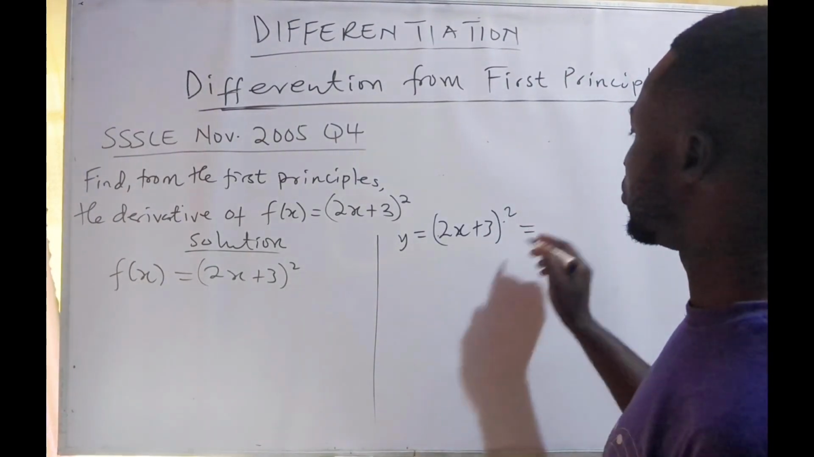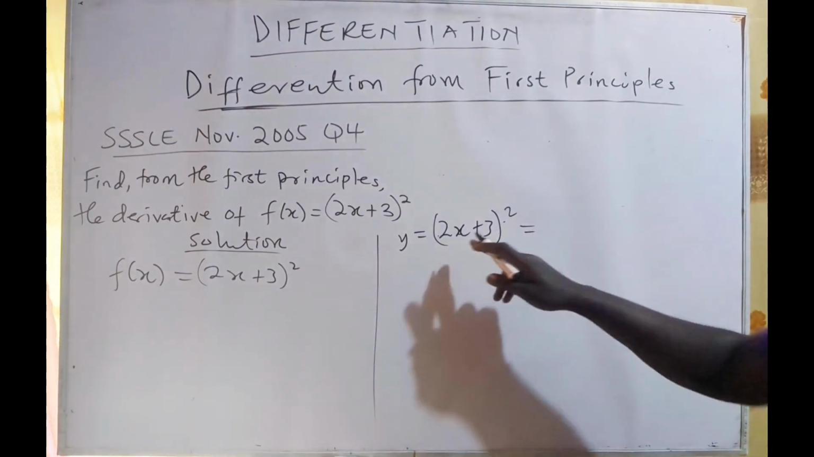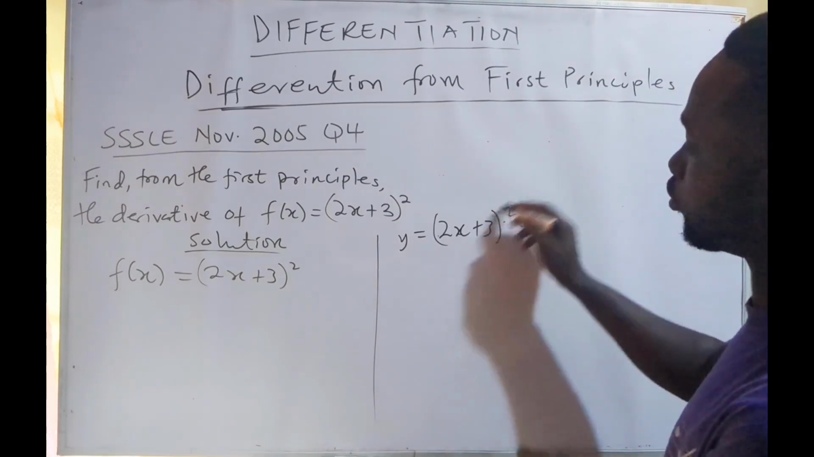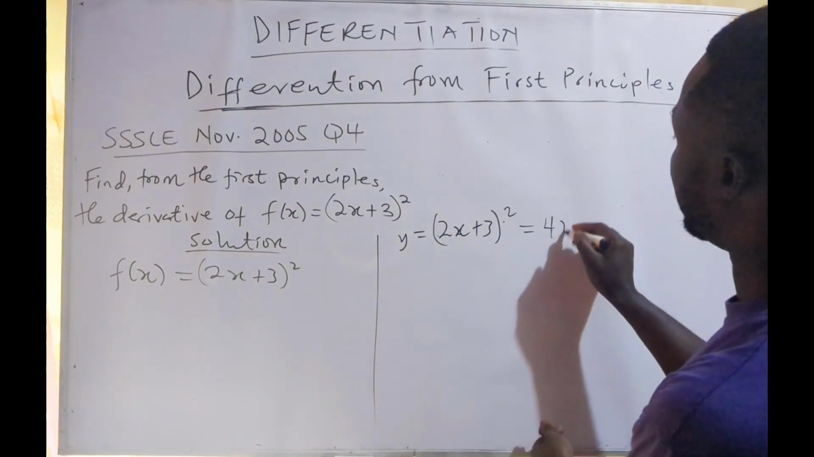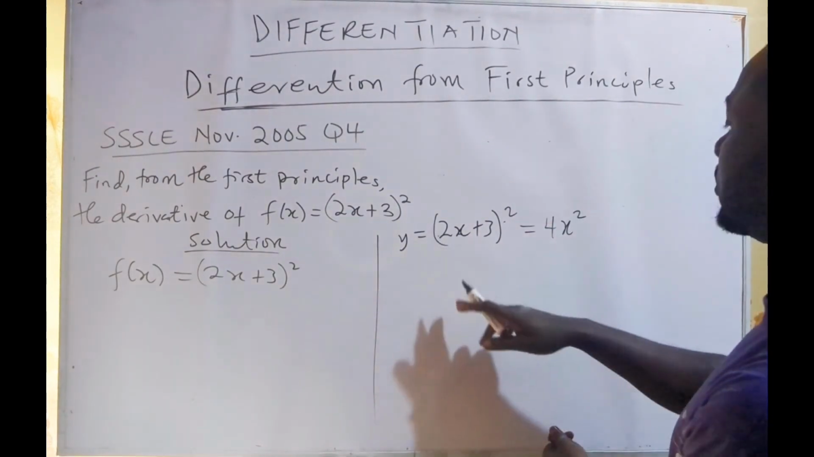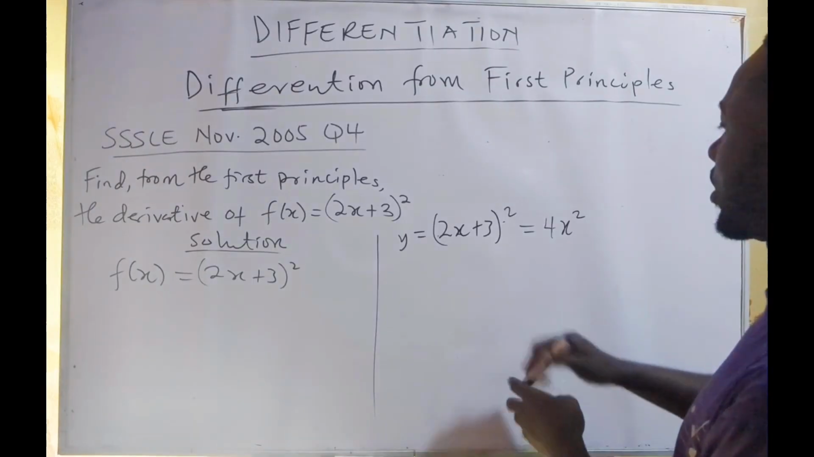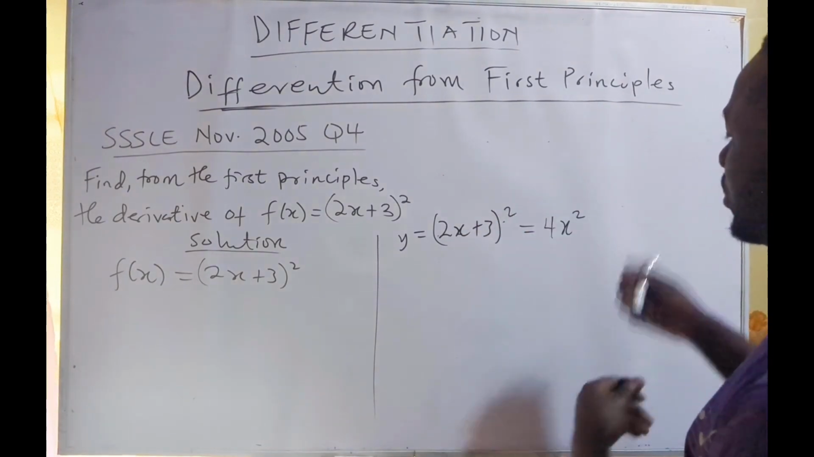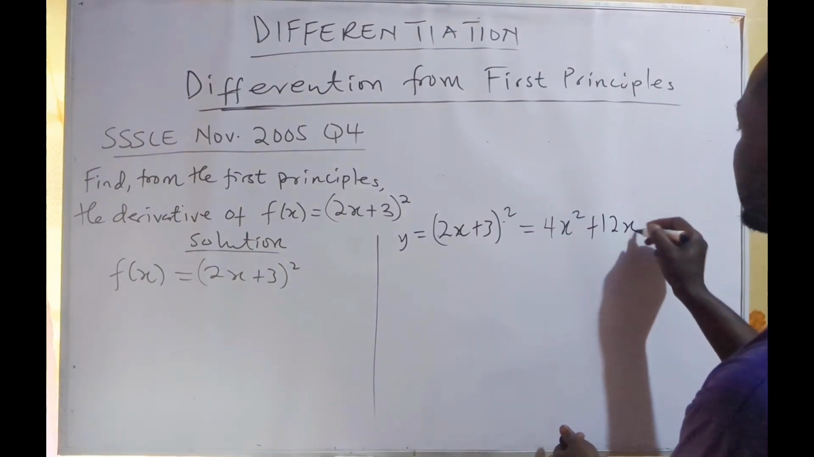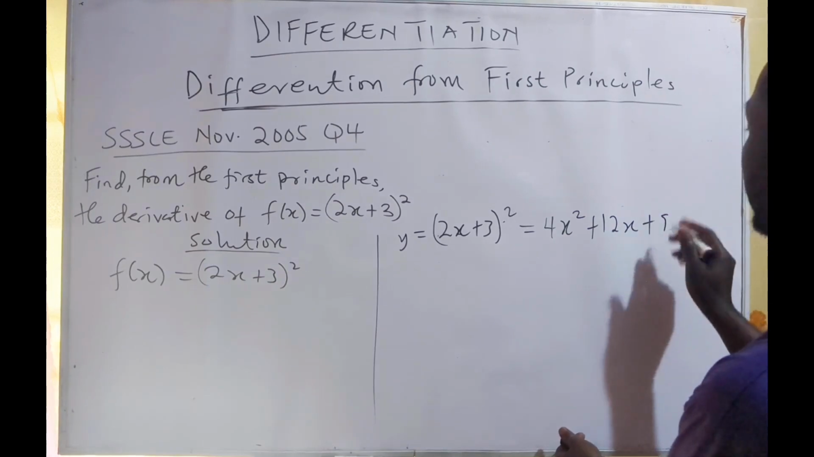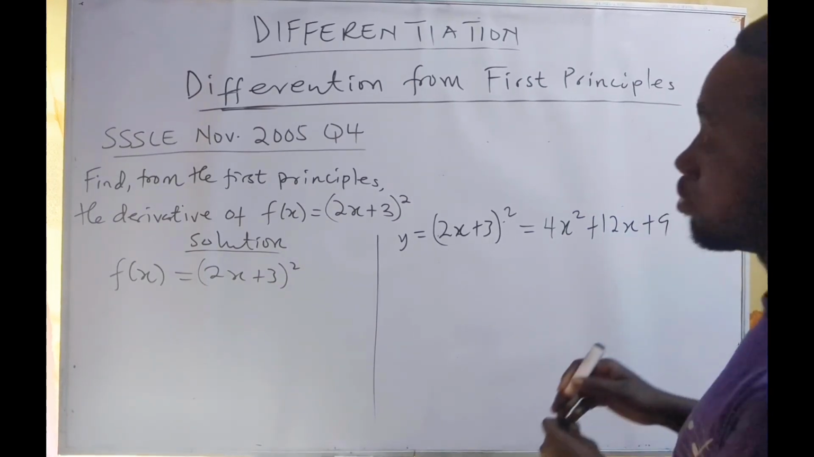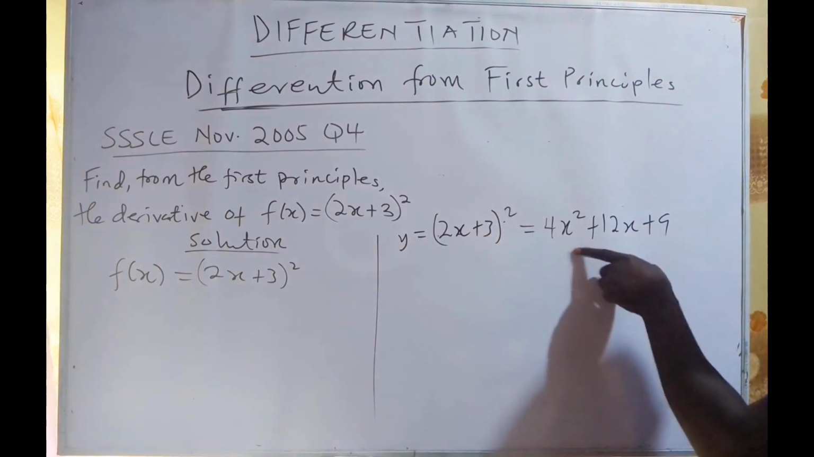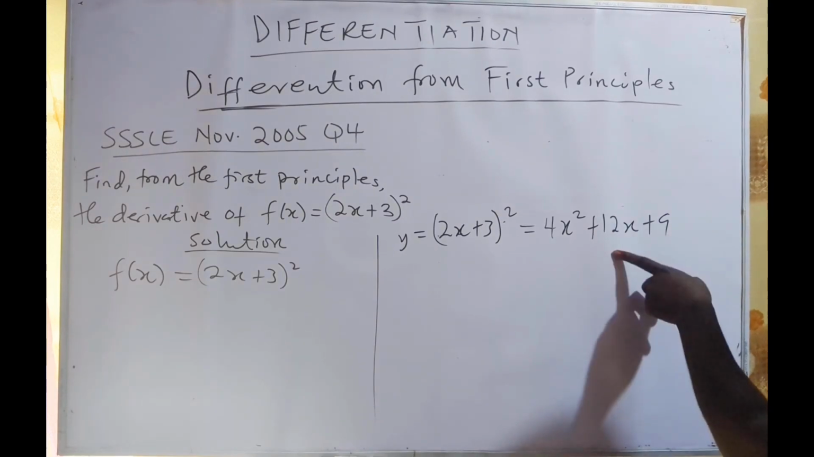Then what we have to do before we differentiate is to expand. 2x squared will give us 4x squared when we expand this. Then 2x multiplies 3 to give us 6x, times 2 to give us 12x. Then 3 squared will give us 9. So when you expand this binomial square, it gives us 4x squared plus 12x plus 9.